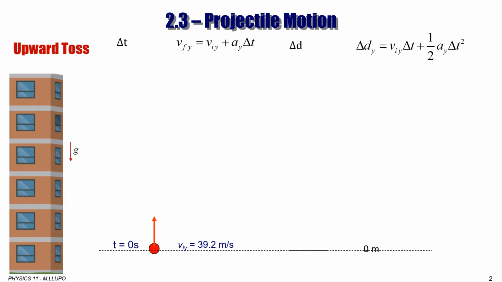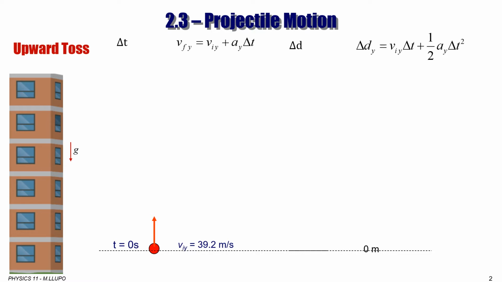Now, using two formulas: final velocity on the y-axis is equal to initial velocity on the y-axis plus a_y delta t. We can calculate velocity each second. And using this formula, delta y is equal to v initial y delta t plus half of a_y delta t squared, we can calculate position after every second.